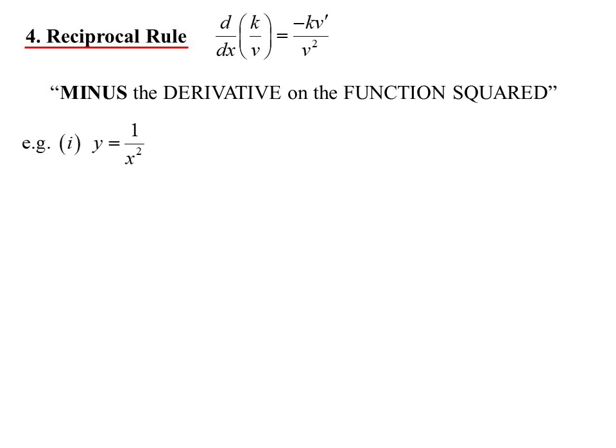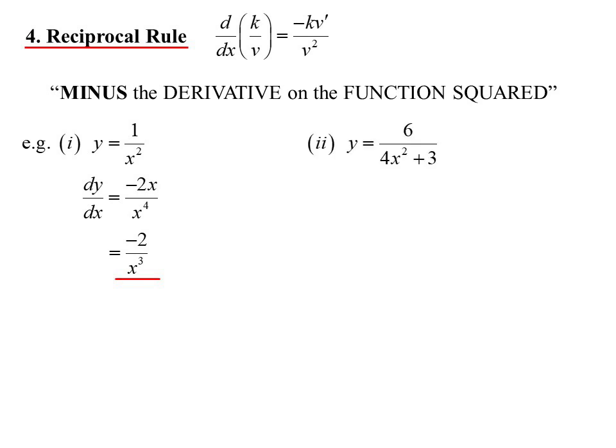So something like this, 1 on x squared. Now of course I could change that to index form. I could make that x to the minus 2 and do it that way, but we'll use it as an example. So what I'm saying is, there's a constant on the top, so I'll just go minus the derivative. Well, the derivative of what? It's got to be the bottom of the fraction, because on the top we had a constant. Differentiate x squared, I get 2x, so minus 2x goes on the top. So minus the derivative on the function squared. Well, if I square x squared, I get x to the power of 4. Tidy that up, minus 2 on x cubed.